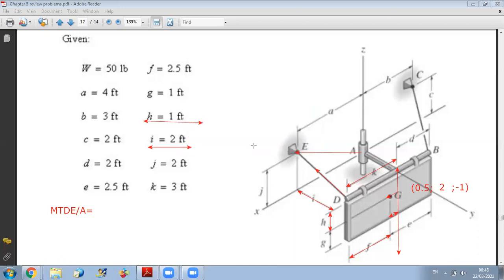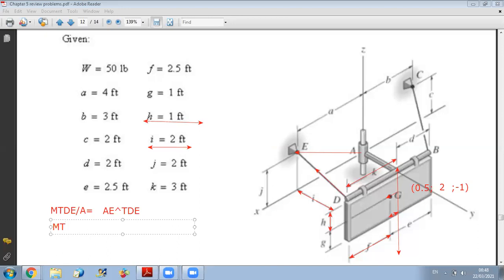Okay, so now for the moment of TDE about A, I can do AE vectorial TDE. And to get the moment of TBC, if you want, this is a review of what we did before, because all that we learned in the chapter of moments and forces is very important in equilibrium.